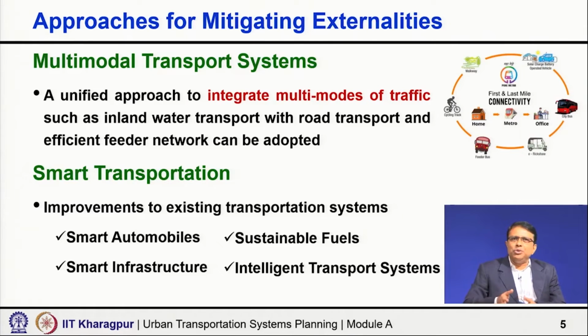These are all the future. So, smart transportation may mean a number of things: smart infrastructure, smart automobile, smart fuel, and an intelligent transportation system altogether, using real time information, spatial temporal information to do better management of the transport network. So, all these things can collectively help us to improve our transportation system and address the challenges which are coming out because of the externalities.